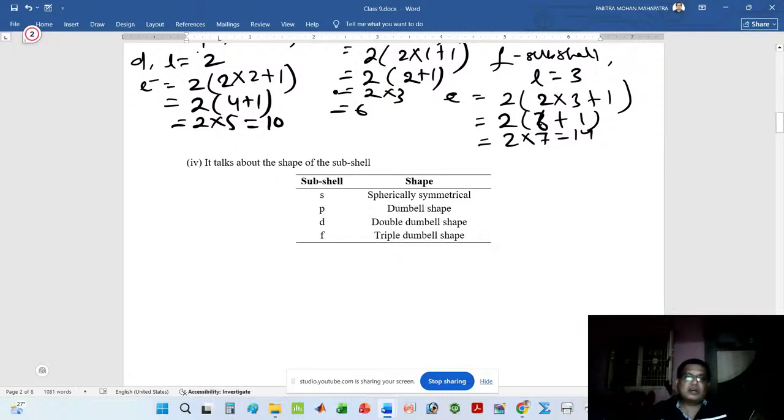It also talks about the shape of the subcell. As per this quantum number, S has a spherical symmetrical shape. Remember, this is an important one mark.